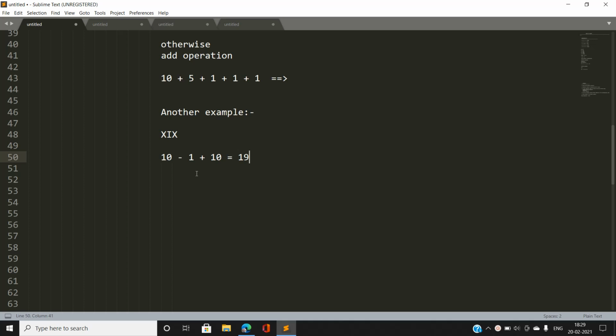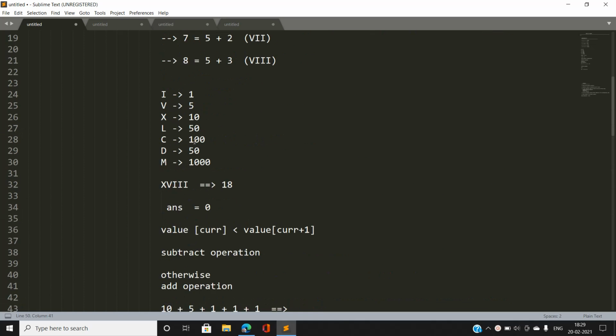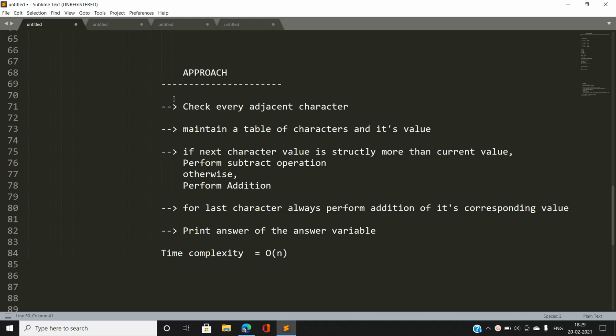So our observation is pretty much clear, this formula. Okay, so let's move on to the approach. Check every adjacent character, that's what I am going to do. Always maintain a table of characters and their values. If the next character value is strictly more than the current value, then always perform the subtract operation from the current answer variable. Otherwise I am going to do the addition operation. For the last character, always perform addition of its corresponding value. Why? Because there is no next character, I need to append that value, then I am going to print the answer variable. So time complexity goes to O of n.